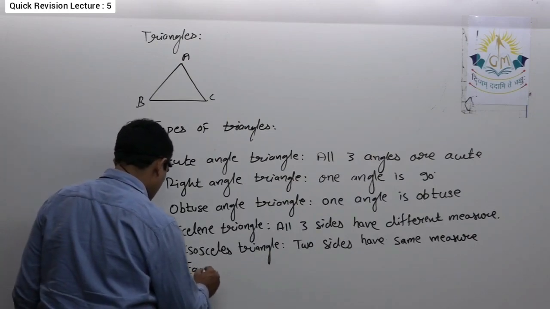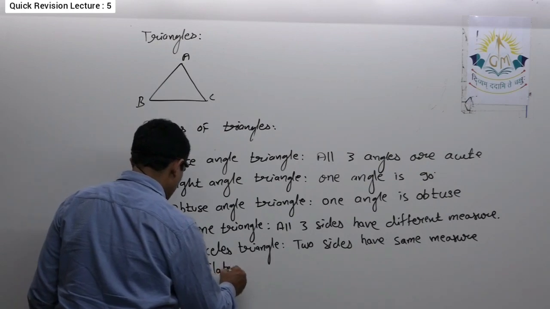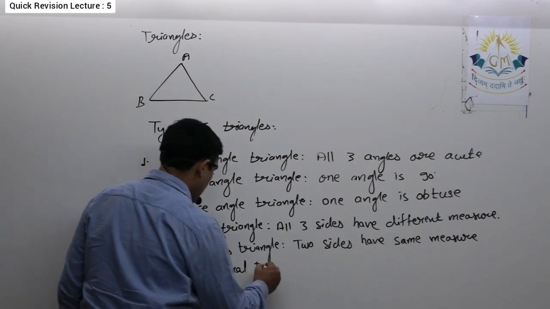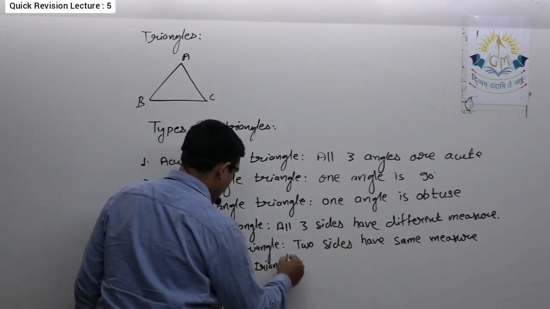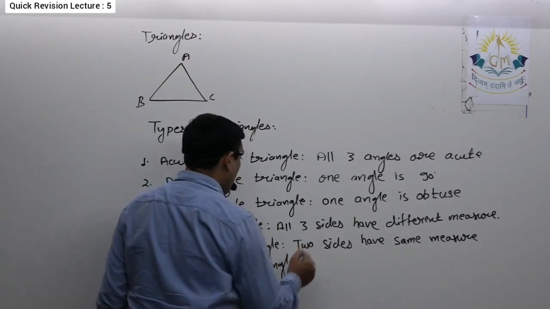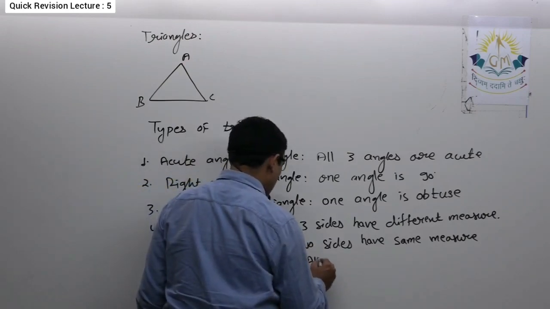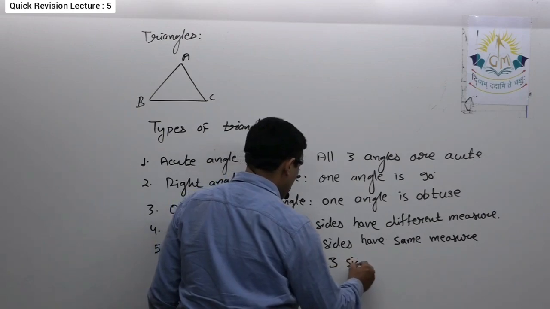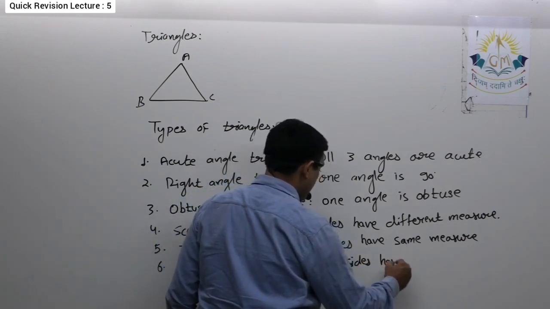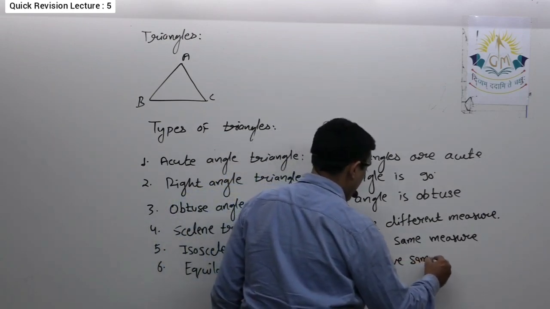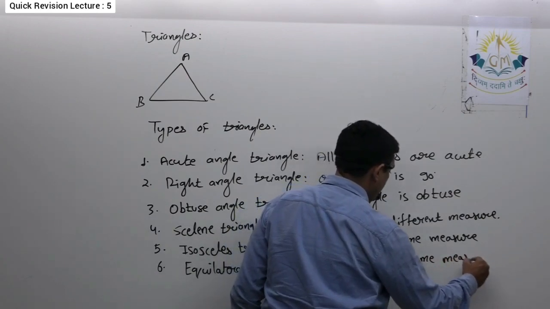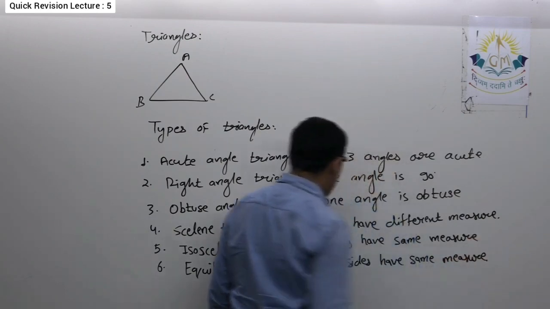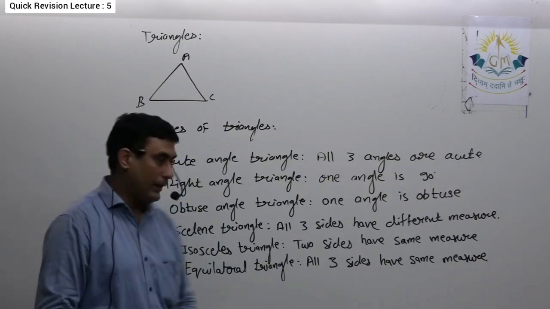Now next is the equilateral triangle. In an equilateral triangle, all three sides have the same measure. All three sides have the same measure is called an equilateral triangle.